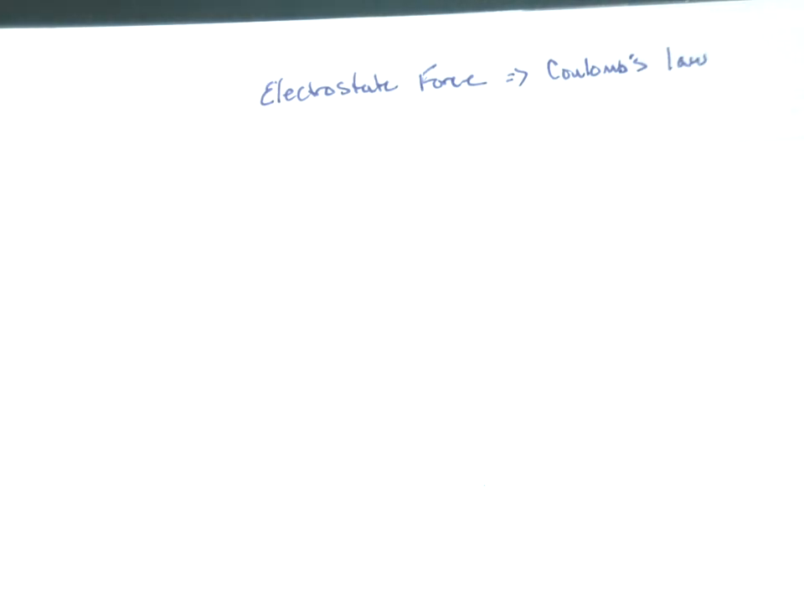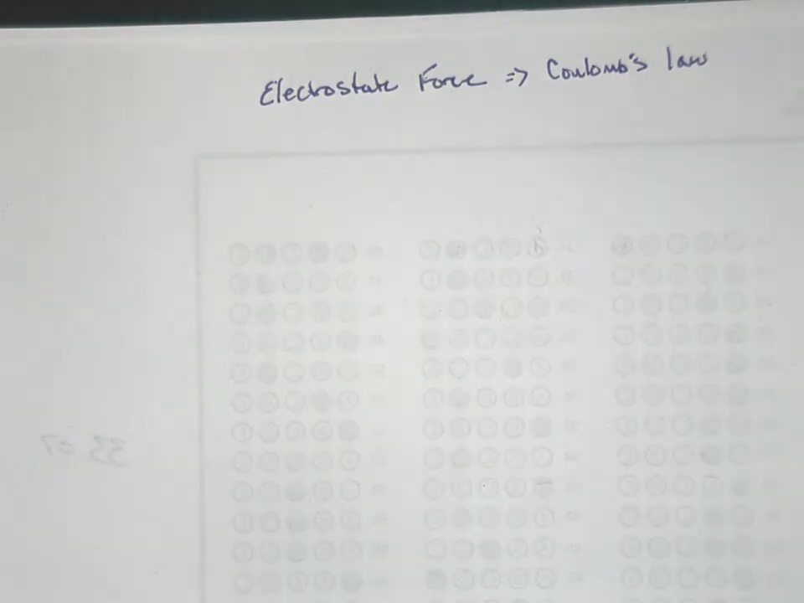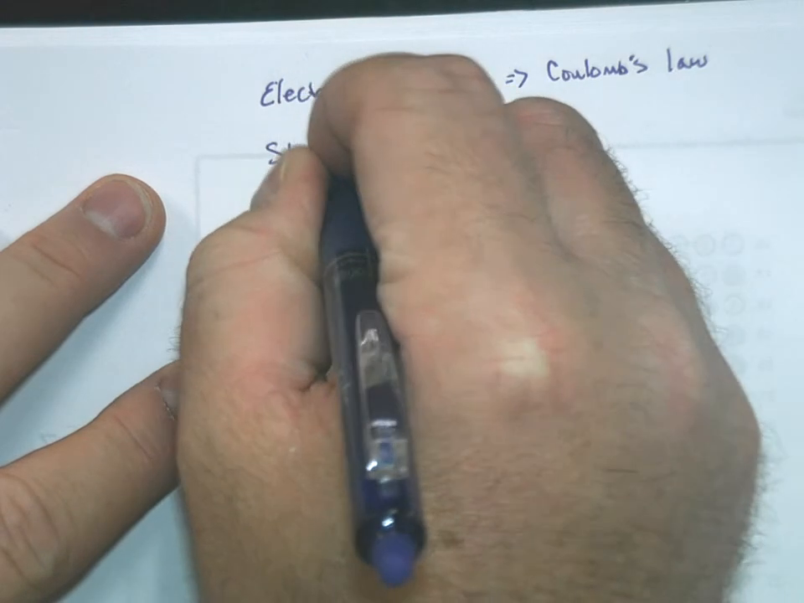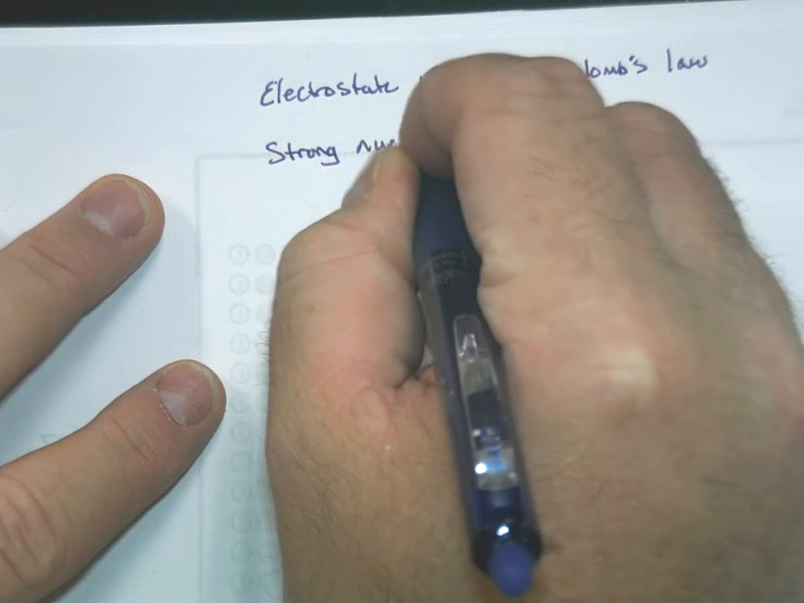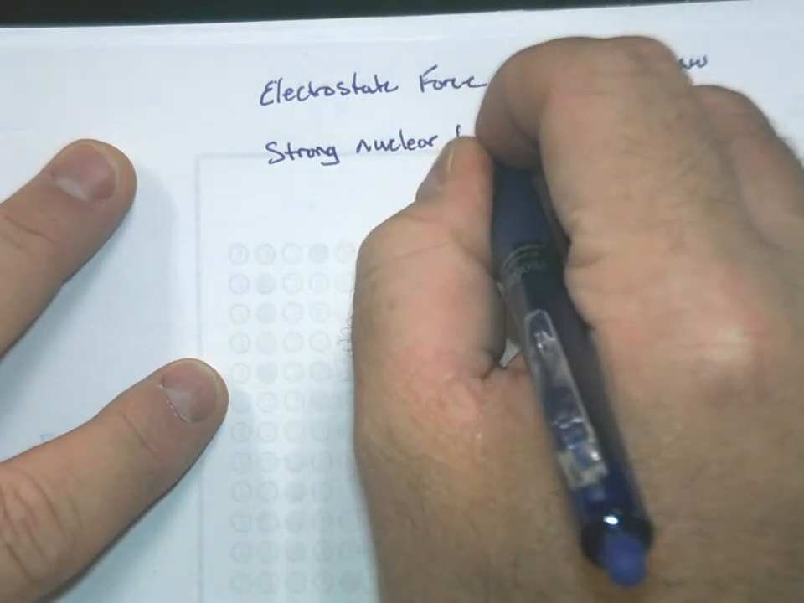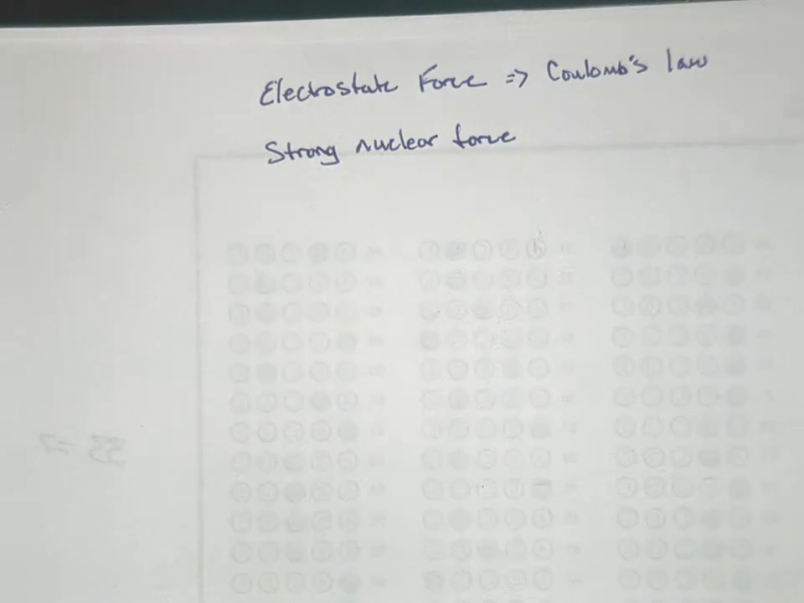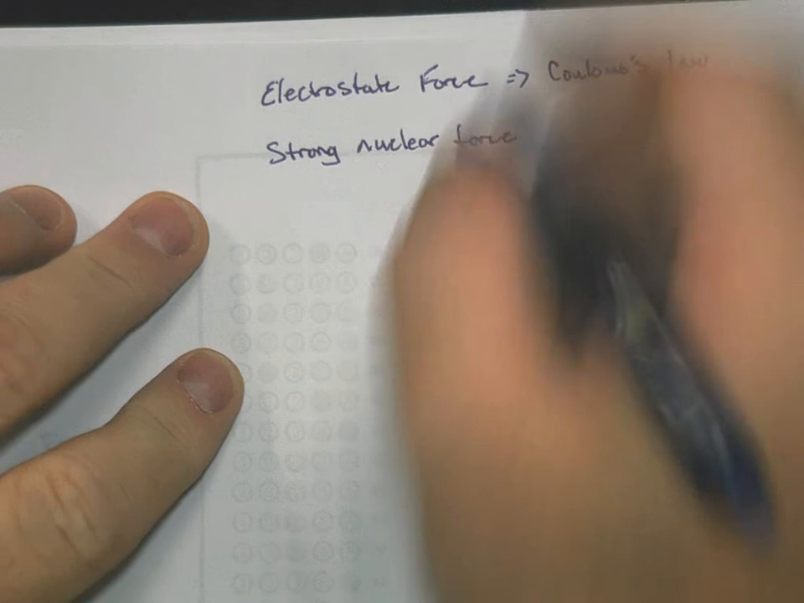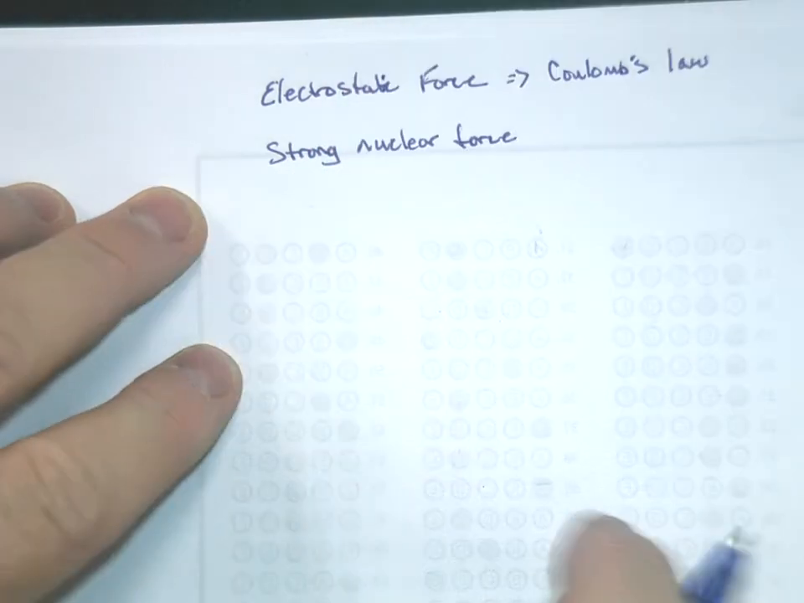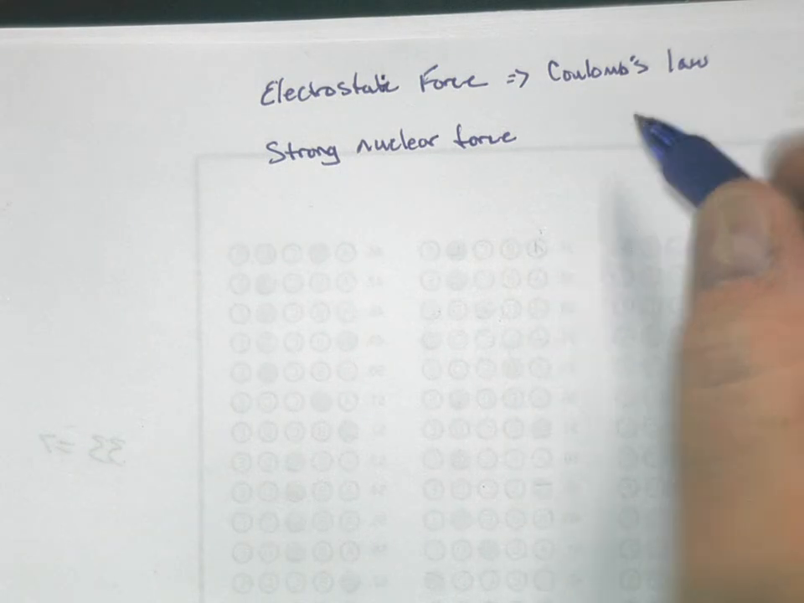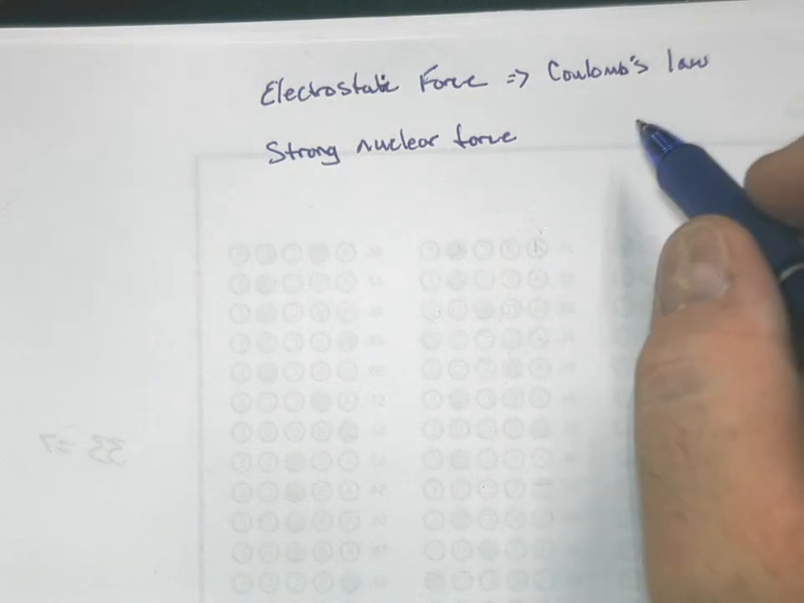Okay, Coulomb's law is the fancy way of saying that opposites attract and like objects, like things repel. But we're going to get into the real nuts and bolts of it here in a sec. Okay, the other competing force is called the strong nuclear force. Okay, that is the competing force with it. Coulomb's law, C-O-U-L-O-M-B. That is another French dude.